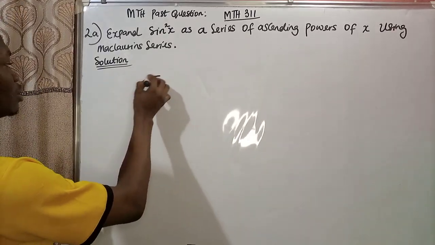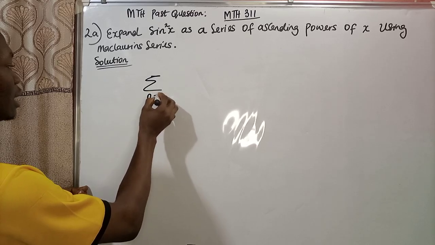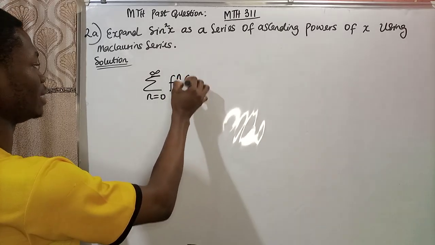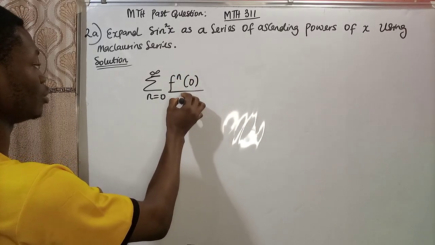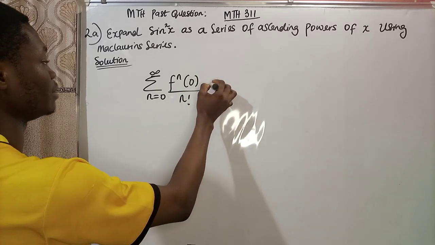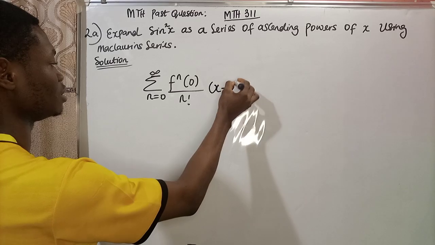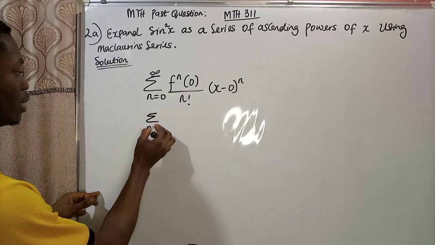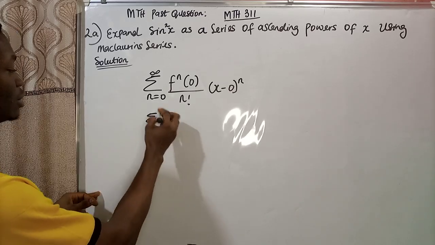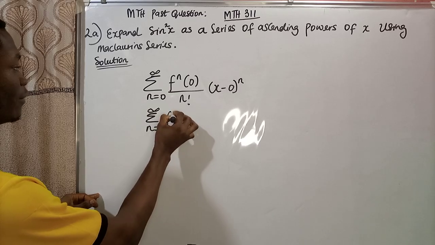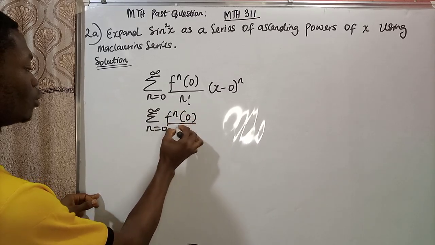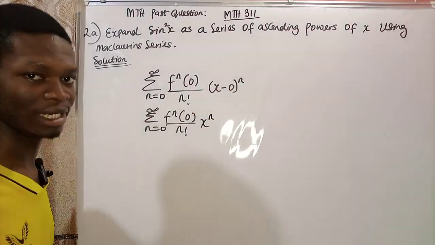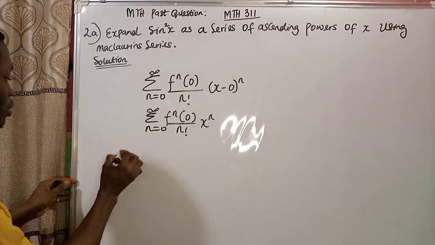The formula is the summation as n approaches 0 to infinity of f^(n)(0) all over n factorial times (x minus 0) raised to the power of n. This is equal to the summation of n from 0 to infinity of f^(n)(0) over n factorial. x minus 0 is x, raised to the power of n.